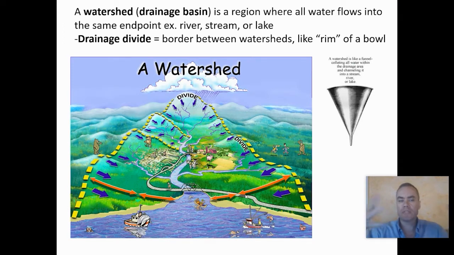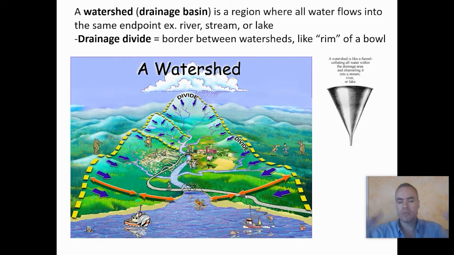Now let's turn to one of the most important concepts in understanding the relationship between people and water, and that is watersheds. A watershed is the area where all the water in that zone flows into some common endpoint. And a watershed is something you can put a boundary around on a map, like a line. That boundary is called the divide or the drainage divide.